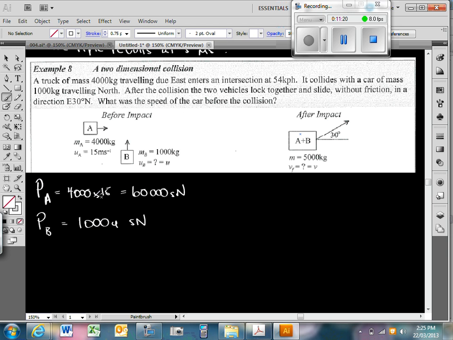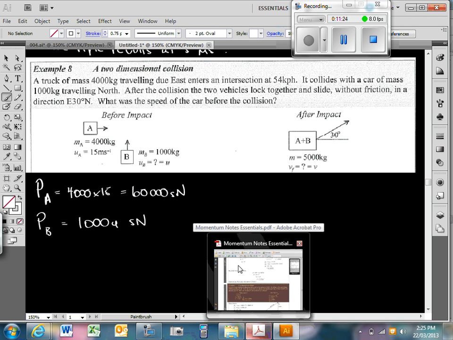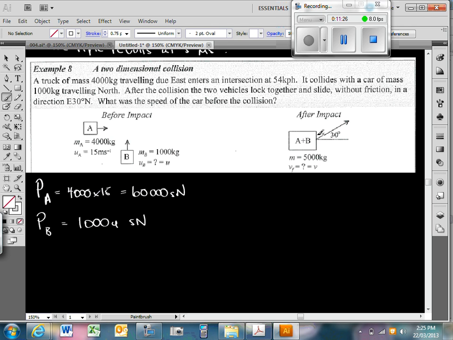The truck collides with a car of mass 1,000 kilograms travelling north. After the collision, the two vehicles lock together and slide without friction in a direction east 30 degrees north, so off in this direction. So they're saying that this is one mass now, and they go off in this direction. What was the speed of the car before the collision?